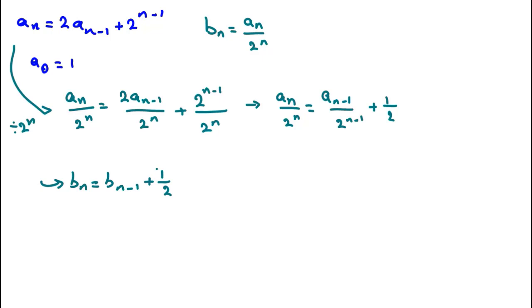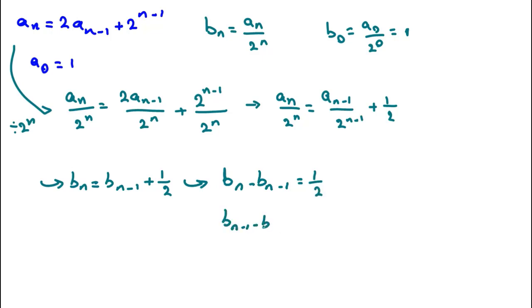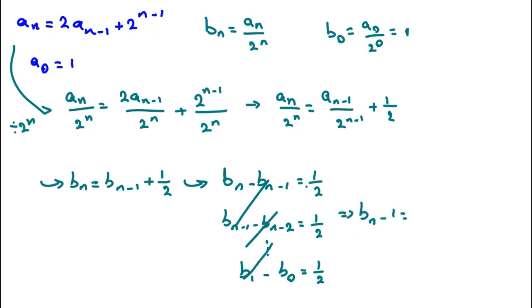And B0 is what? Because B0 is A0 over 2 to the 0, it is A0 over 1, and A0 is 1, so it will be 1. Now, if I use the telescoping rule, I write it as B(n-1) minus B(n-2) equals 1 half, up to B1 minus B0 equals 1 half. So if you add all these terms, it will be Bn minus B0, which is Bn minus 1, equals how many 1 halves? n of them. So it is n over 2. So Bn equals n over 2 plus 1.